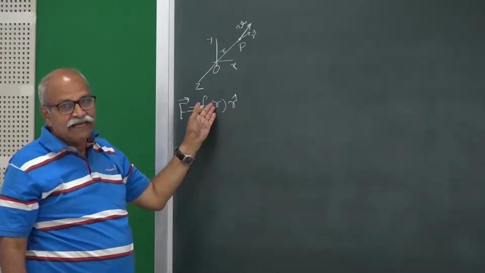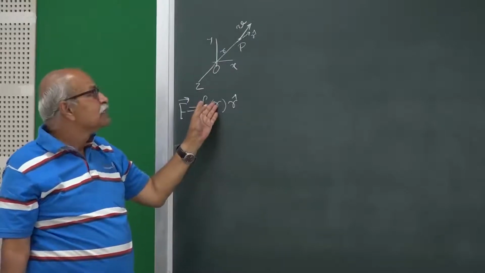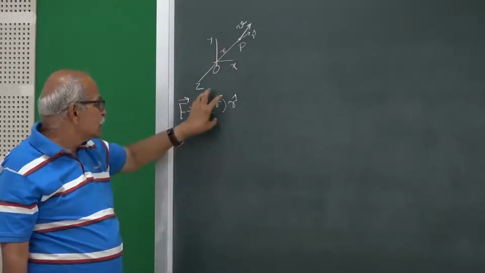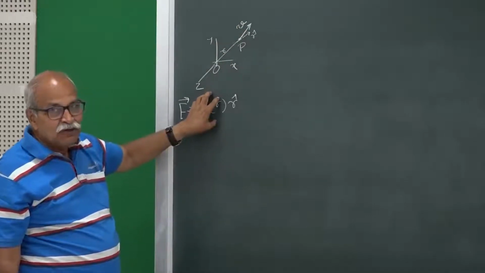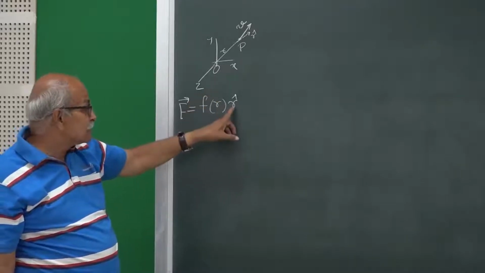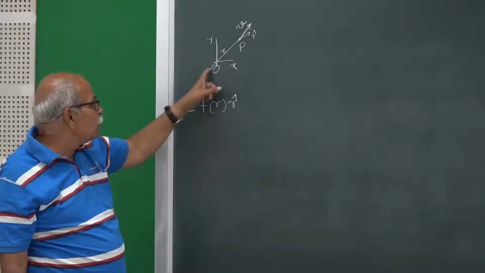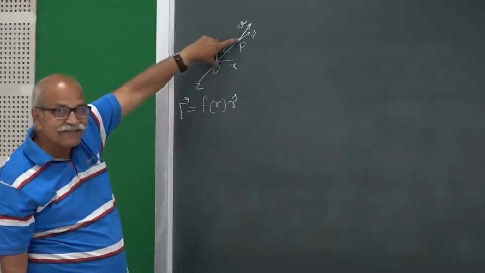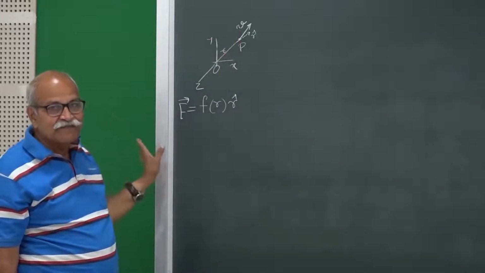This function can be negative, this function can be positive. So, the force can be away, force can be towards. So, those things will be taken care of by this scalar function small f(r), but the direction is along OP, and the magnitude of the force depends only on this distance, then it is called a central force.